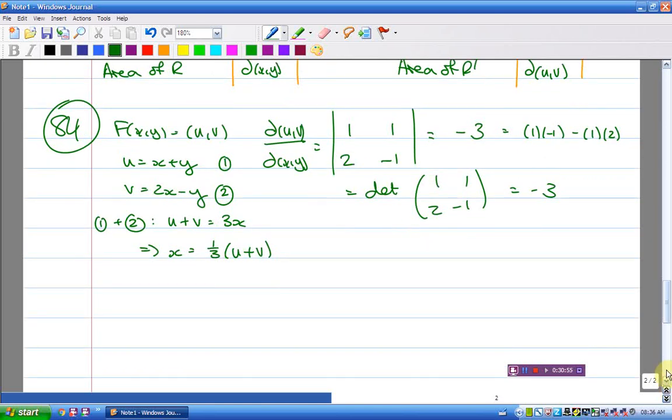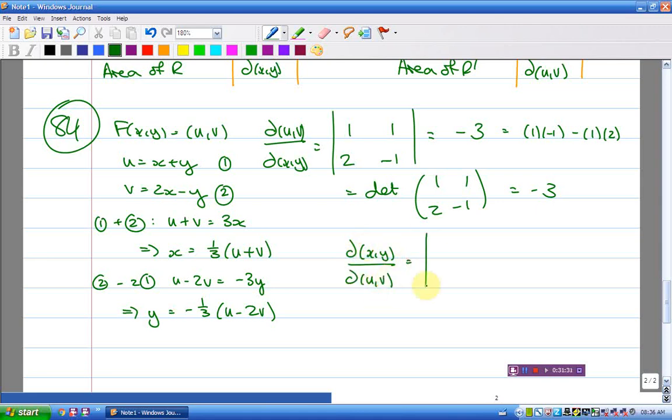Okay, all right. Now I'm going to eliminate x. How am I going to eliminate x? I'm going to do 2 minus 2 times 1. So u minus 2v. That minus 2 of those. Minus 3y. So y is minus 1/3 u minus 2v. Okay, cool. That was just a little bit of high school maths I was doing there to make x and y the subject of the equation so that I am now ready to work out dxy duv.